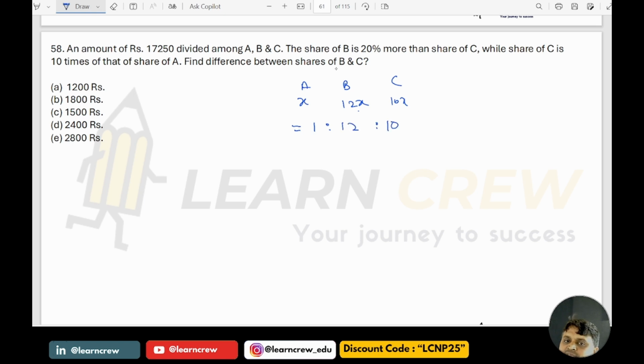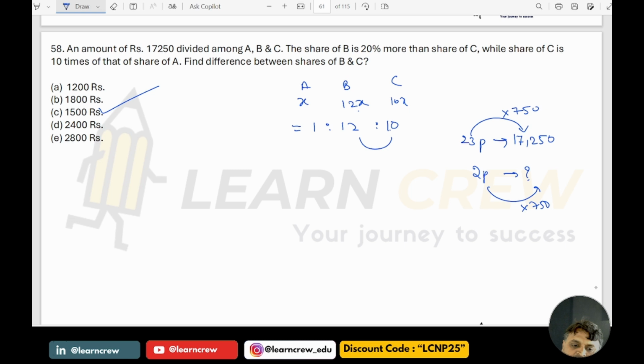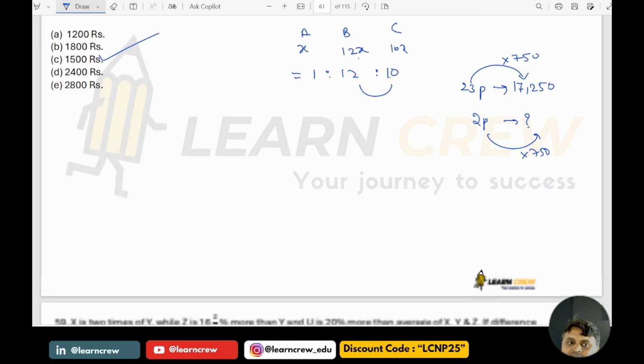Now find the difference between the shares of B and C. B and C, two parts is how much? 12 plus 10 is 22, plus 1 is 23 parts, which is 17,250. Then the answer is the difference between B and C, two parts. 23 sevens are 161, 161 means you have 11 more. 23 into 750. So 2 into 750 is 1500, that is the answer. So option C is the answer.